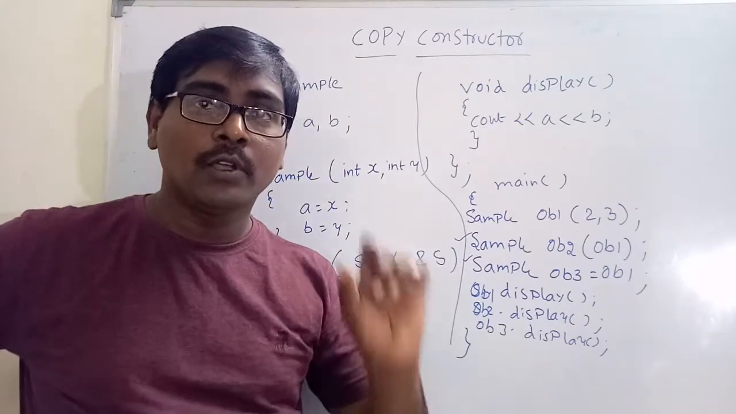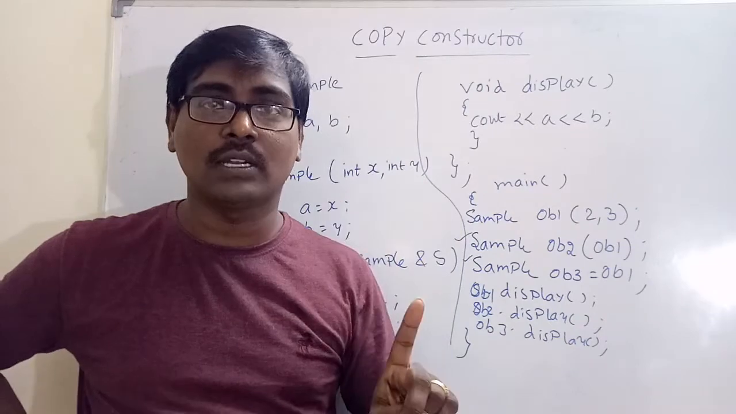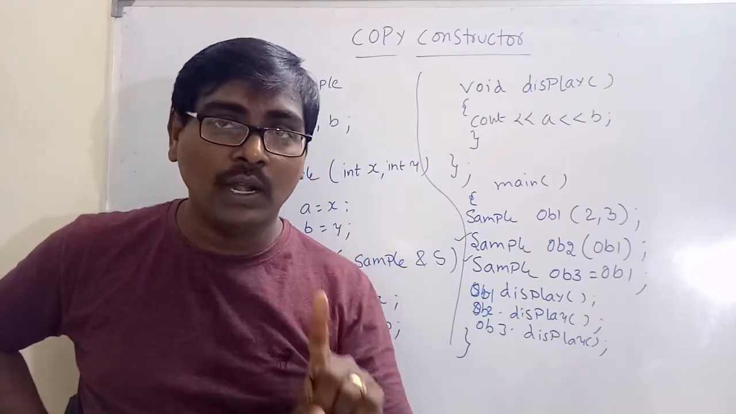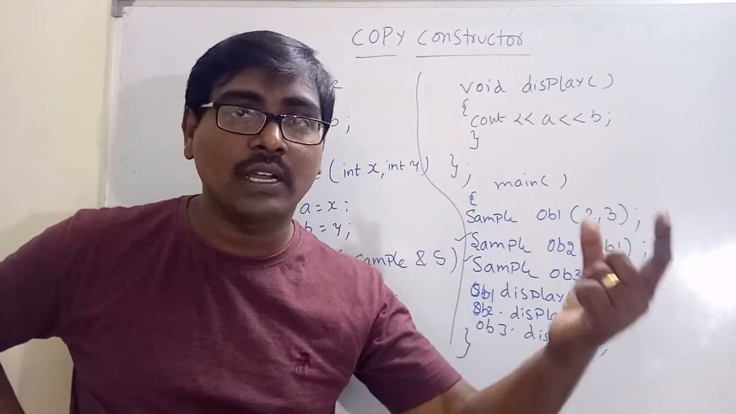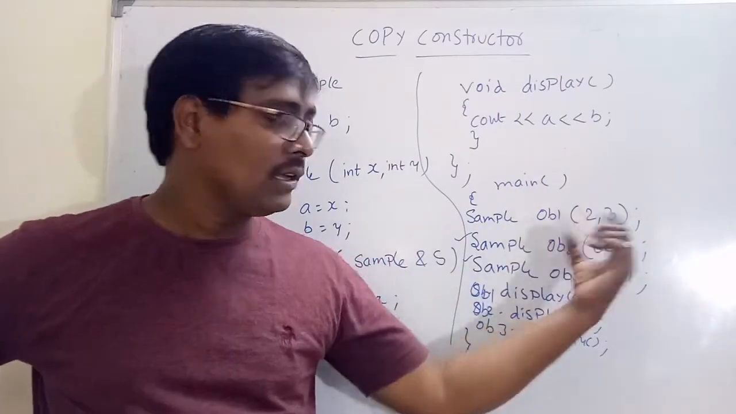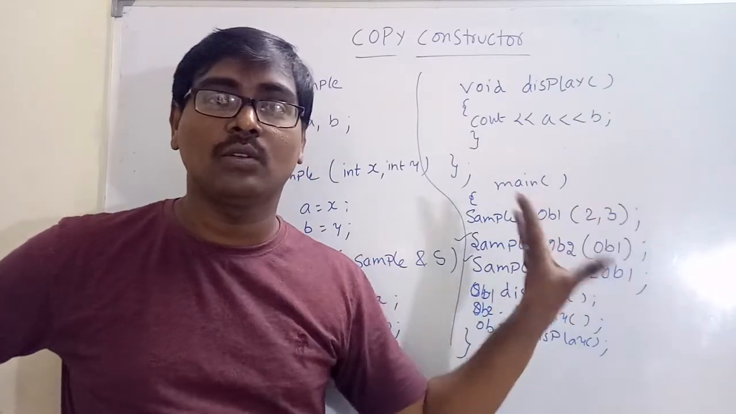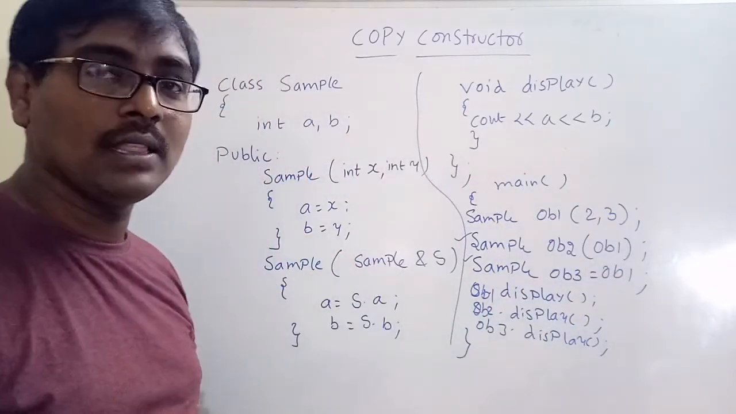Simple thing, use two constructors. The program consists of at least two constructors. By using one object, we can initialize one constructor. By using another object, we can receive the contents from the already initialized object. Okay, this is the way we define the copy constructor.